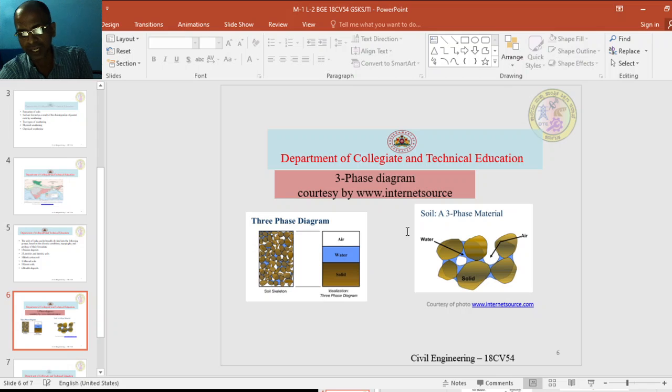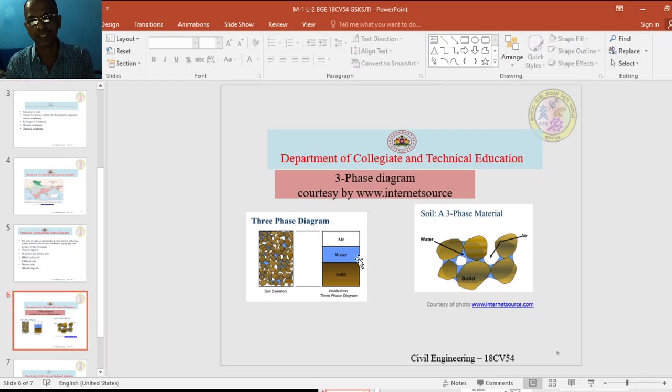Coming to the three-phase diagram. Soil consists of soil solids, and between the soil particles there is a void space. That void space may be filled by water, it may be filled by air, or it may be filled by both air and water. If it is filled by both air and water, then the soil is partially saturated or partially dry. Such a diagram is called a three-phase diagram. Symbolically, it can be represented as a line diagram as solids, water, air.